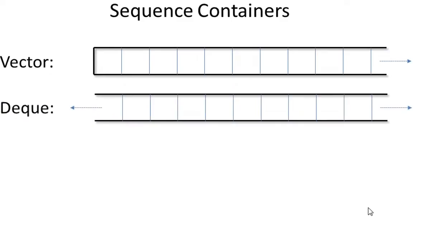Now let's look at deque. Deque and vector have very similar interfaces. The biggest difference between these two is that vector can only grow at the end of the vector, and deque can grow both at the end and at the beginning.